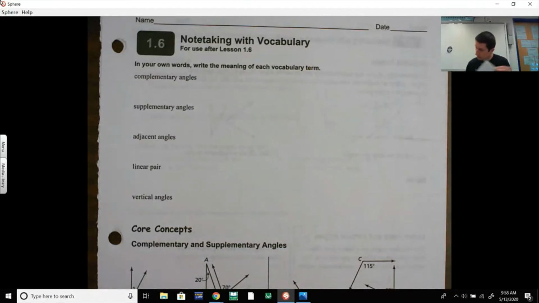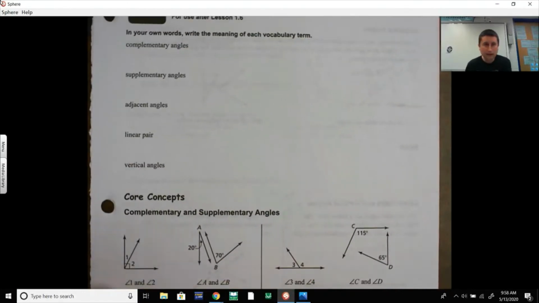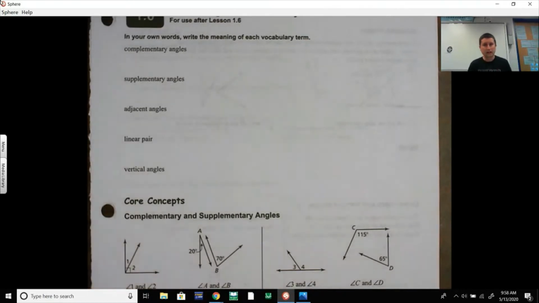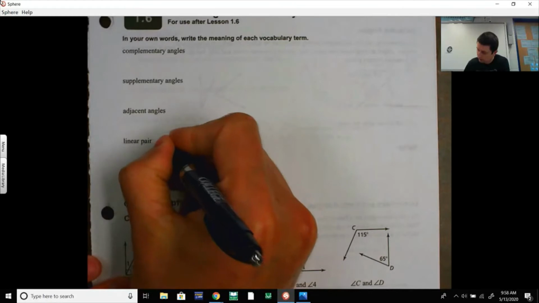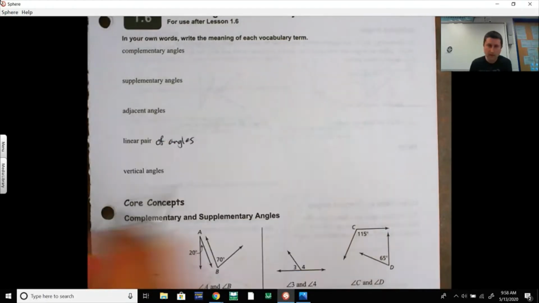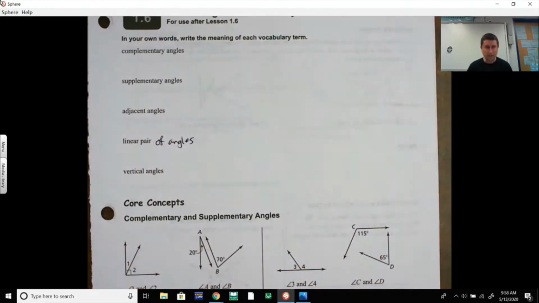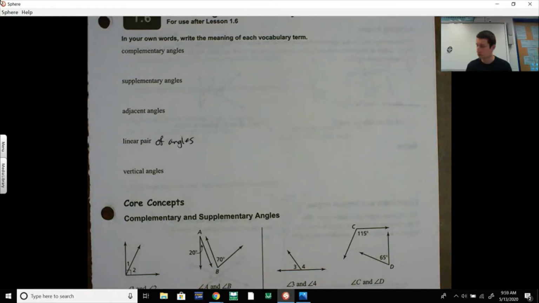What we're going to look at is these 5 different names, and we have to know these names. These are going to show up a lot. They're going to keep coming up, and we have to know what they mean when we see that word. So complementary angles, supplementary angles, adjacent angles, linear pair of angles, and vertical angles. Some of these may look familiar, some of them could be a little new.